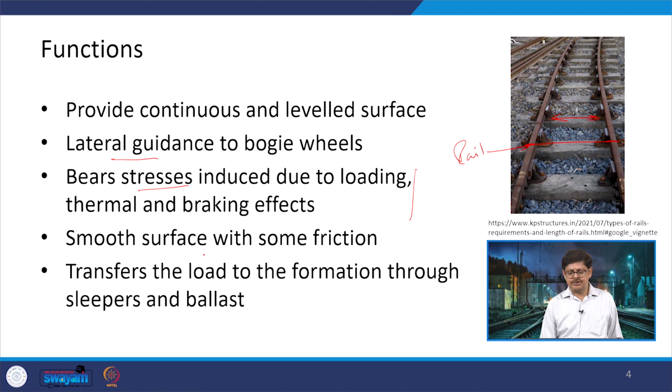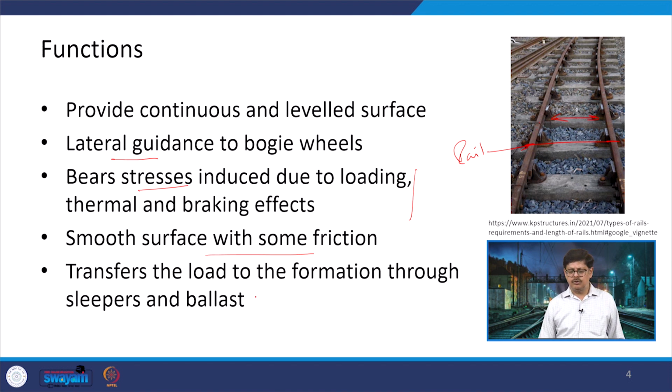It provides a smooth surface, but with some friction. The smooth surface should not be such that there is no friction between the wheel and the rail. There has to be friction, and that friction helps in providing a mechanism for stopping the train also.